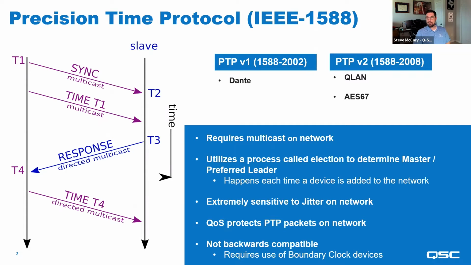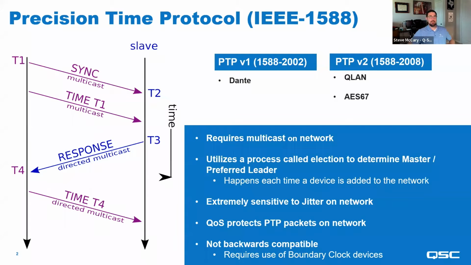Understand that AES67 is sort of the foundational basis for both Q-LAN and Dante. That's why you'll see newer Dante devices that will let you put them into AES67 mode. That's also why AES67 just works out of the box with Q-SYS devices and doesn't require any kind of special licensing or anything like that. All it does is count towards your total network channels, and you're good to go.